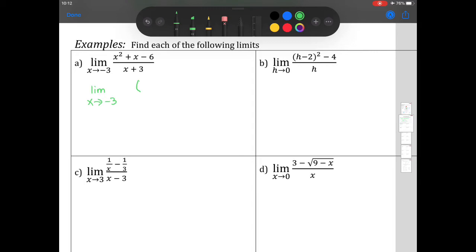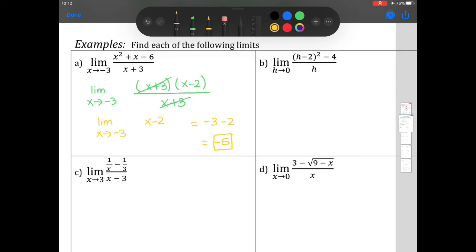The numerator can be written using the AM method. I need two numbers that add to 1 and multiply to -6. They are 3 and -2, over x plus 3. What happens is the x plus 3 cancels out, and what are you left with? Limit as x approaches -3, you're left with x minus 2. And now do direct substitution. So -3 minus 2 is -5. So that's your answer, right? We couldn't do direct substitution initially because you were getting a denominator of 0.